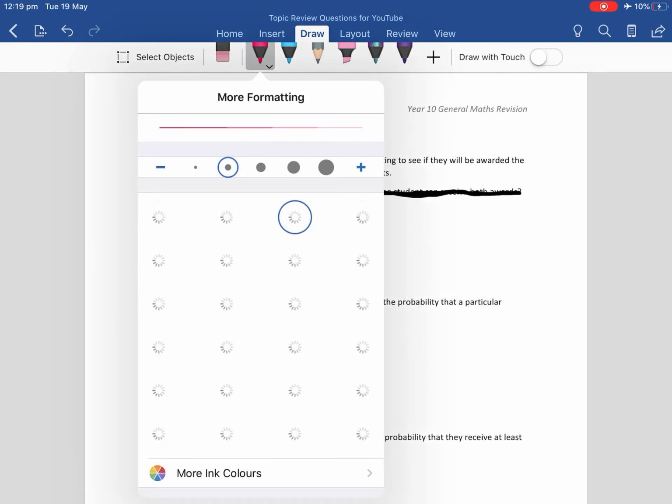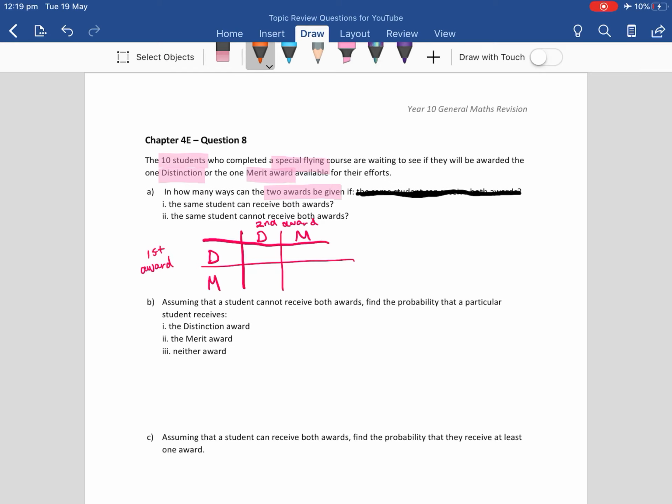One across there. Okay, so you could either get a distinction and a distinction award, or you could get a distinction and then merit, you could get a merit and a distinction, or you could get a merit and then a merit award. Okay, so part I says how many ways can the same student receive both awards? Well, you can either get a distinction and a distinction, or you can get a merit and a merit. So there are 2 different ways that you could get both awards.